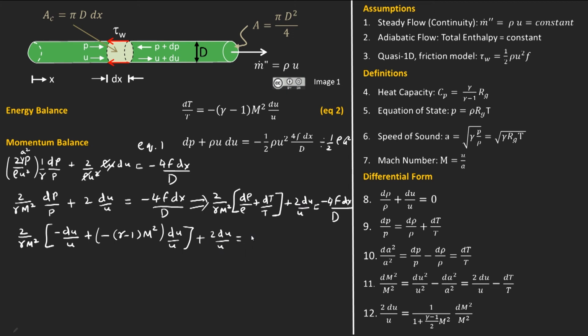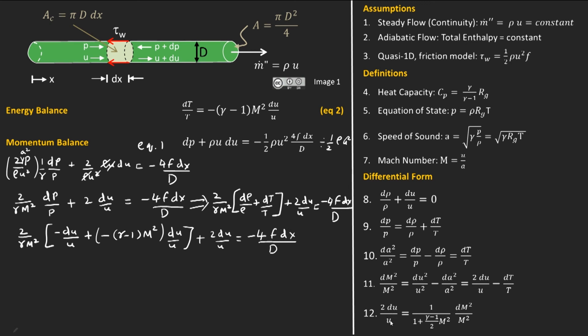and that equals minus, now let's see if I can write this without making it look messy, 4f dx divided by d. Okay, that's starting to look a little nicer now, in that everything on the left hand side can be expressed in terms of the Mach number and just du over u in each of these terms. This is where this important equation 12, which was the velocity Mach number relationship that we spent a lot of algebraic time on working out previously, is going to be useful.